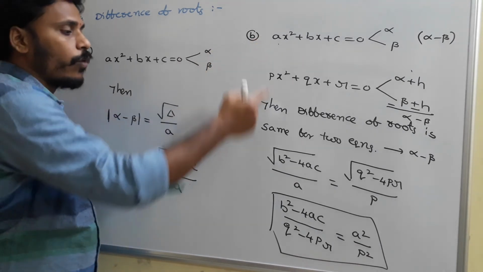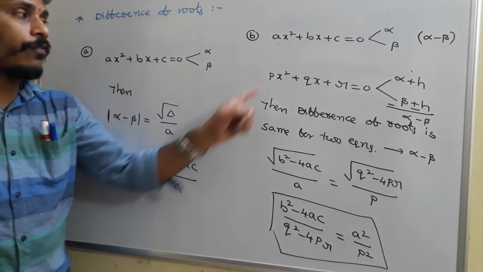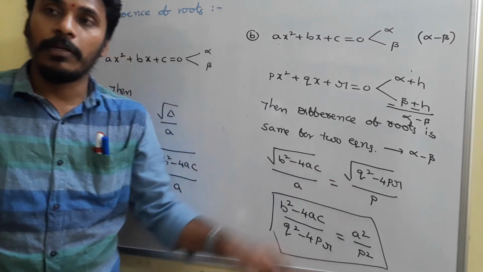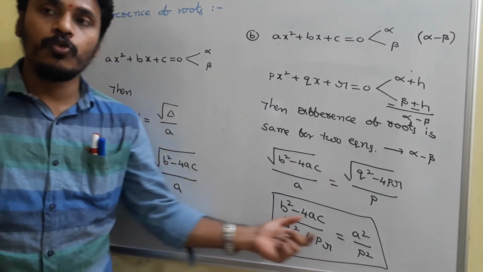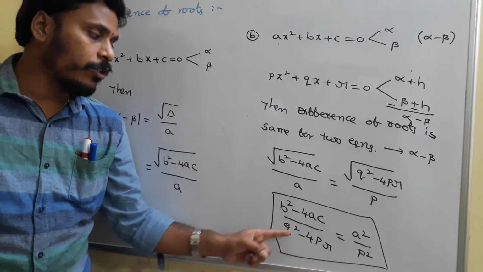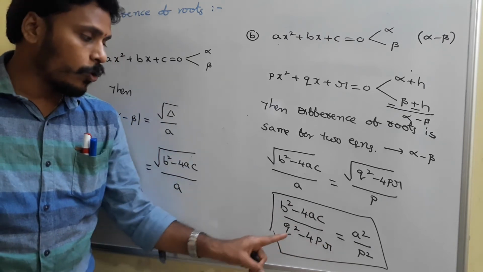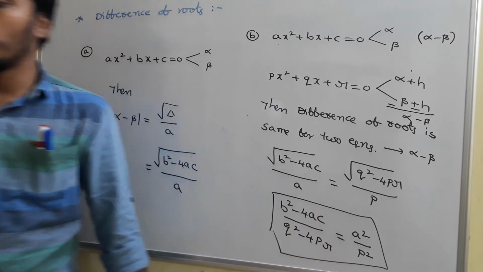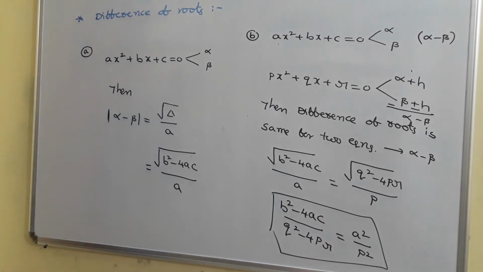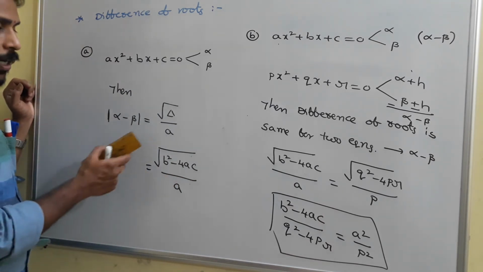So for the first equation this is root delta by a, and for the second equation this is root delta by a, and on squaring, just rearrange it, you get that (b square minus 4ac) by (q square minus 4pr) is equal to a square by p square. Okay, this is one task.